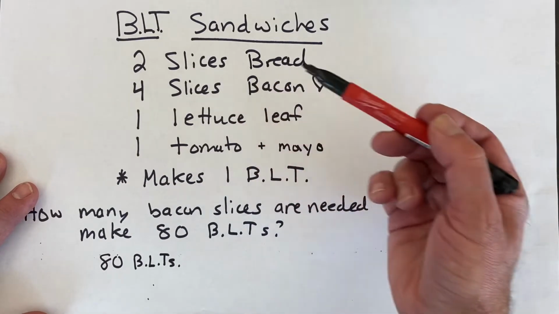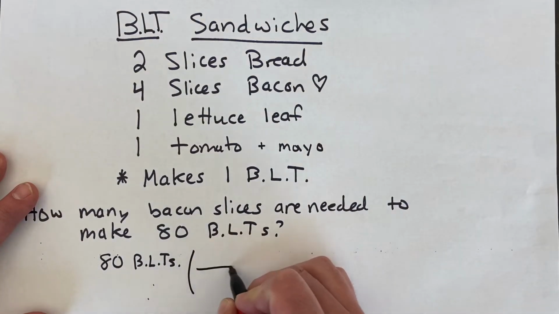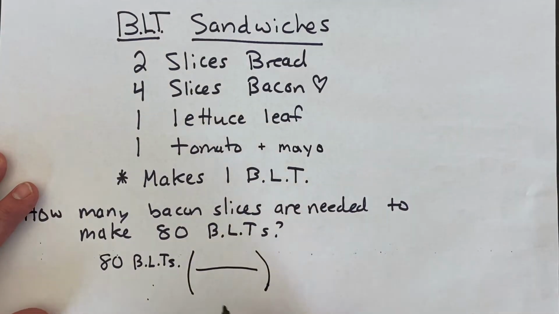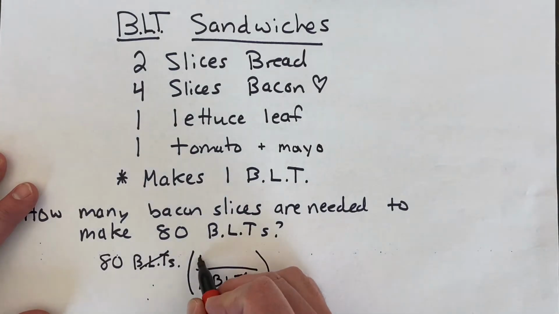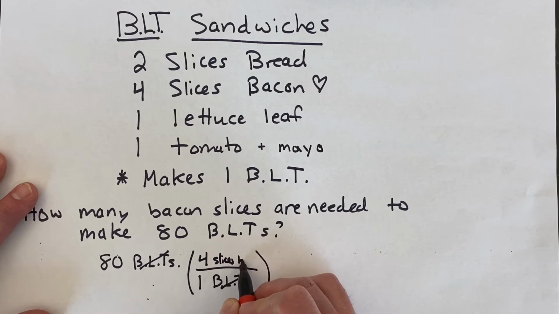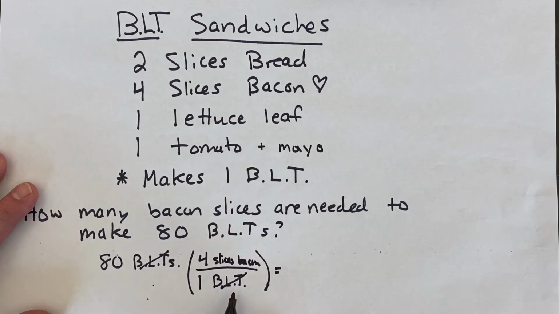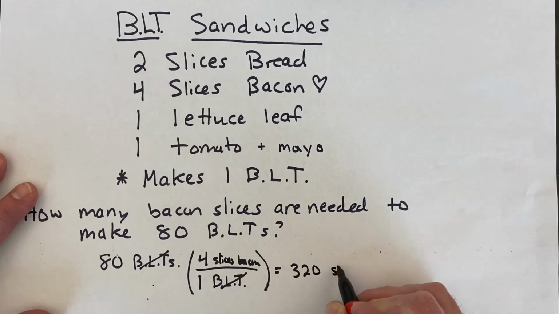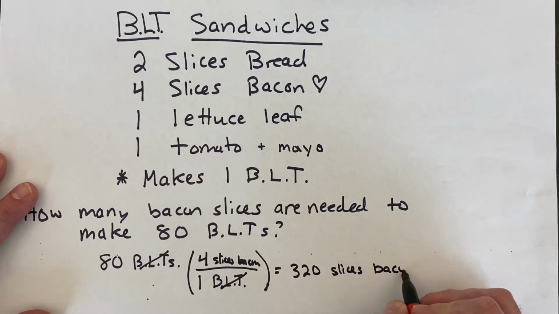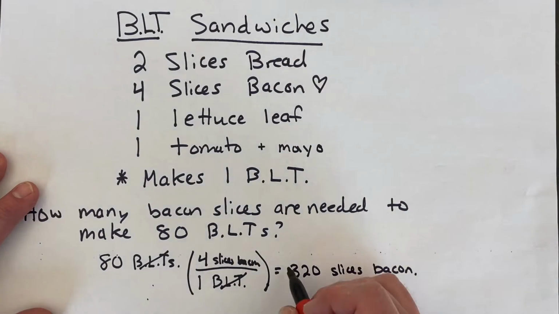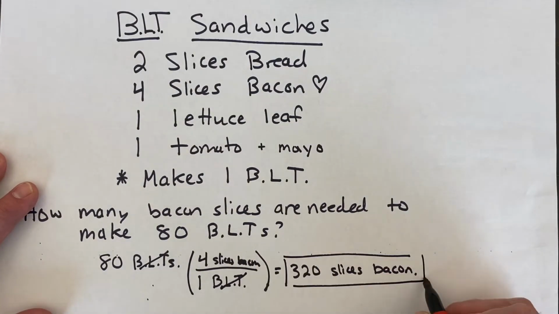Now, I want my units to cancel, so I'm just going to make it official looking with this fun conversion factor right there. And I'm going to say that for every 1 BLT, and I'm going to put that on the bottom so that I get my units of BLT to cancel, I need 4 slices of bacon. Okay? And if I do that properly and I get my units to cancel, 80 times 4 divided by 1 is 320 slices of bacon. And I'm going to need to make sure that I have that much bacon if I'm going to make 80 BLT sandwiches. And that is some serious bacon.